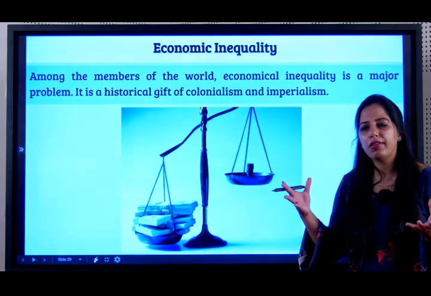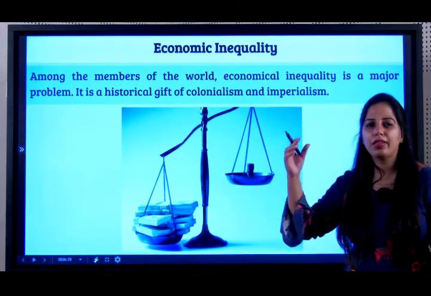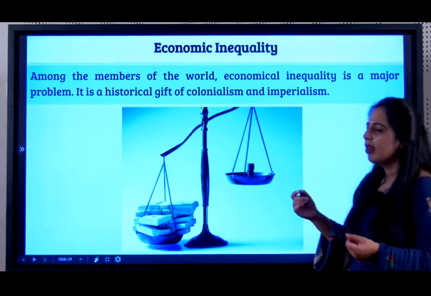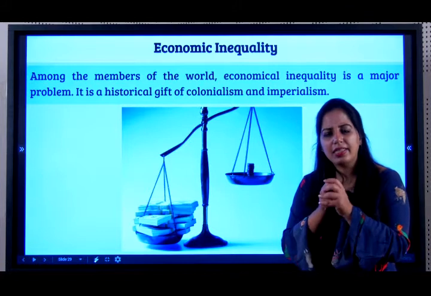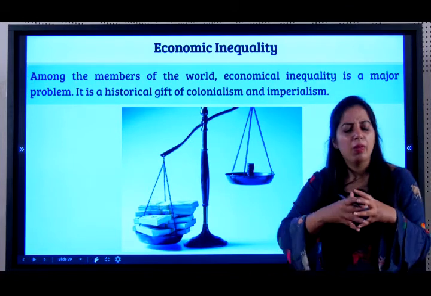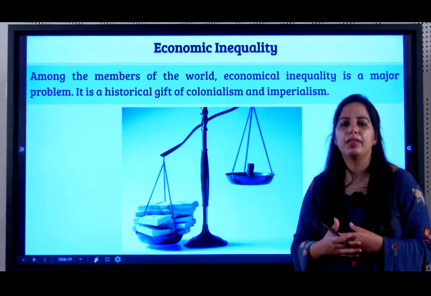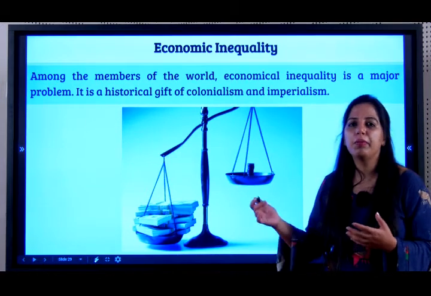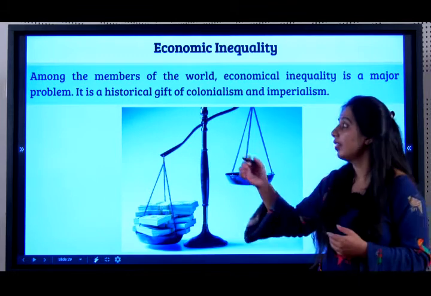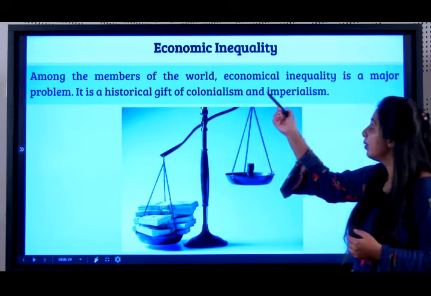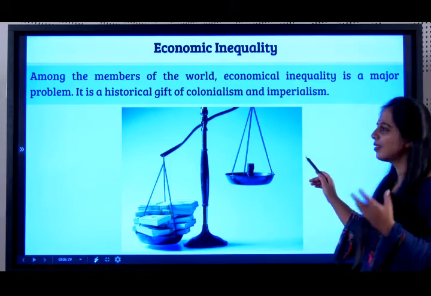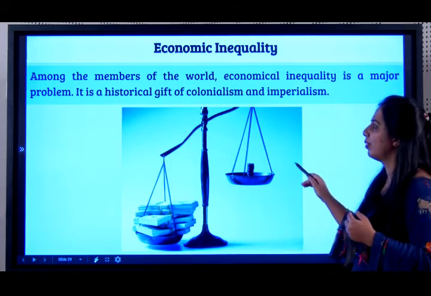Inequality on the basis of rich, poor, upper class, middle class, lower class and so on. Why is income in the hands of so few? Why are there so many poor people? How is India, as a country, trying to solve this problem for the entire world and itself? Let's look at it. Among the members of the world, economic inequality is a major problem. It is there since the time of colonialism.